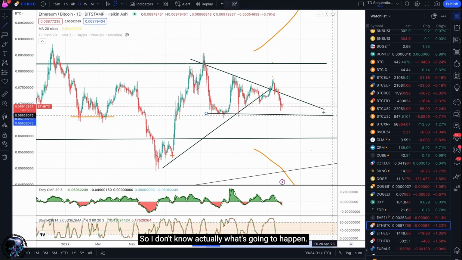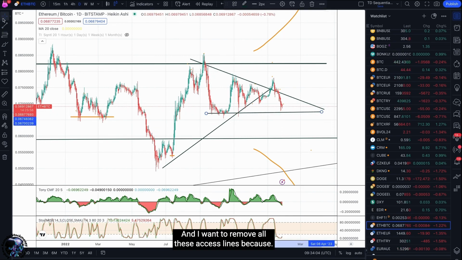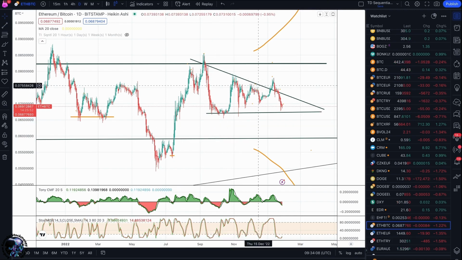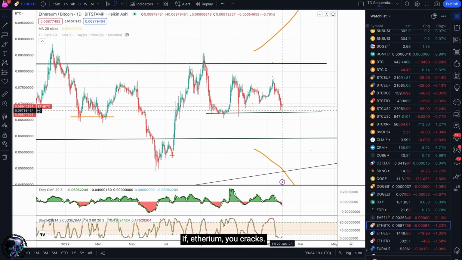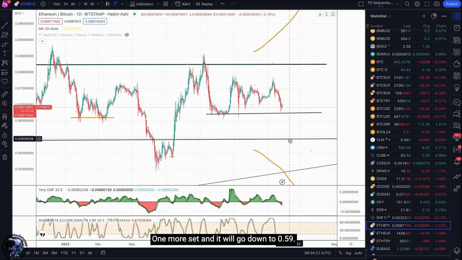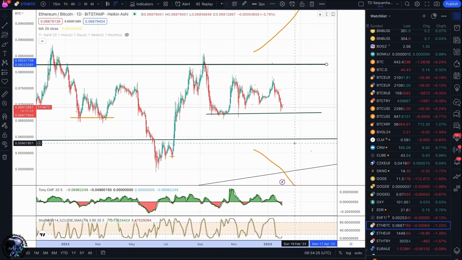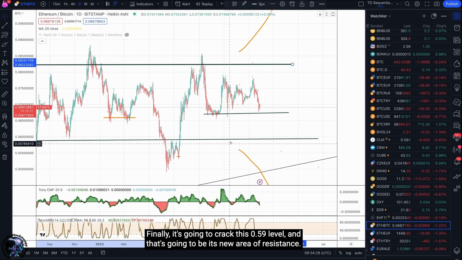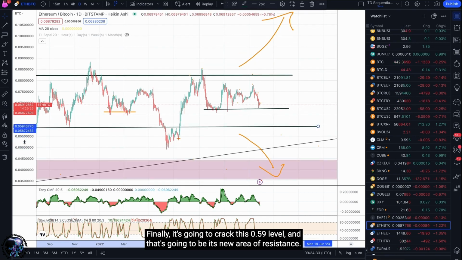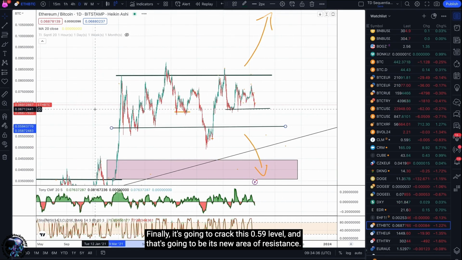So I don't know actually what's gonna happen, and I want to remove all these excess lines because they're just noise. So if Ethereum cracks 0.067, almost certain it will go down to 0.59. If the bounce is not significant and it takes us back up to this level, then maybe finally it's going to crack this 0.59 level, and that's going to be its new area of resistance.